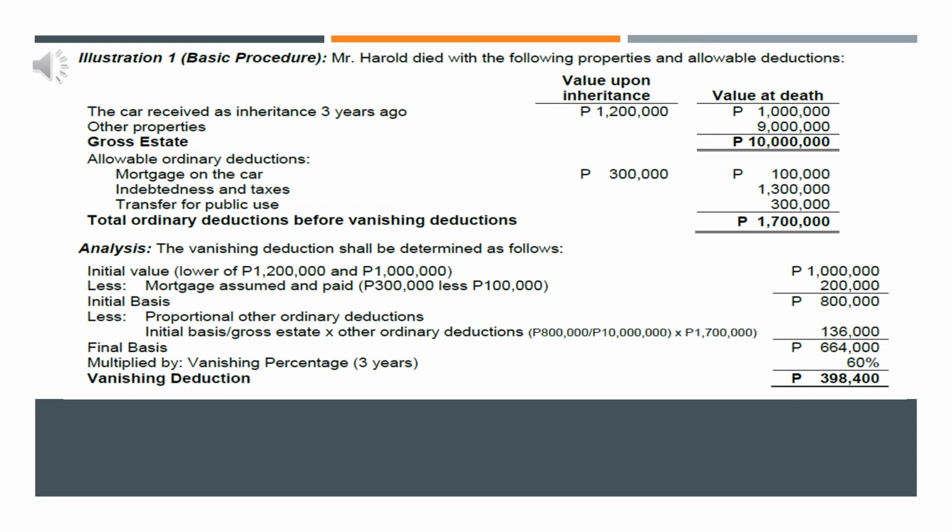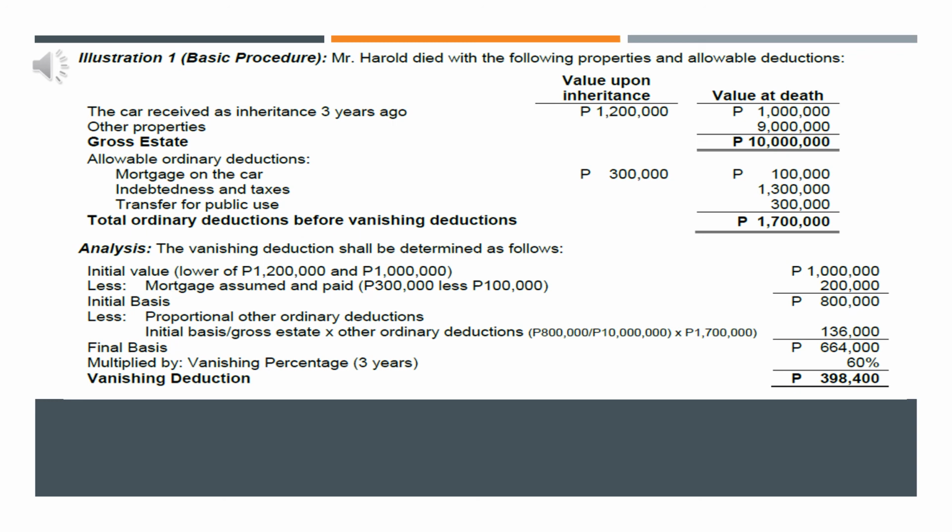So here we have Mr. Harold died with the following properties and allowable deductions. So meron siyang car received as inheritance 3 years ago. So itong inheritance na to, this is from previous transfer. So therefore, okay, it will be subject to vanishing deduction. Pero itong car na to must be included in the gross estate. So, for us to know, okay, before tayo mag-proceed, tapusin na lang muna natin. So, may mga other property siya that makes his total estate 10 million.